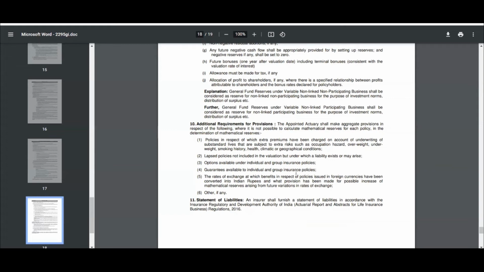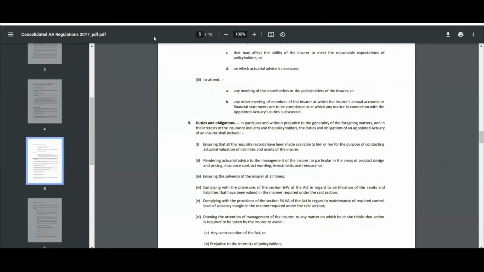In the previous part, we considered how we calculate the reserve and how we value the assets, how we determine the value of the assumptions, and also the solvency margin portion. And here we have considered the linked business part. Now we'll move on to the appointed actuary regulations. In the appointed actuary regulation, we consider the duties and obligations, because that is the part which is related to the ALSM regulations.